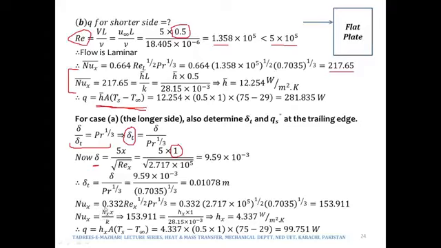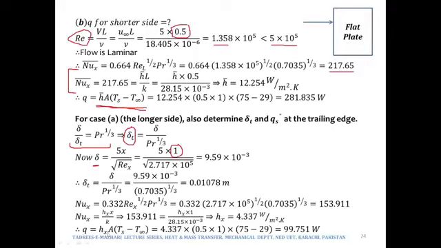Since we need to find out h_x using the expression of Nusselt number, the Nusselt number would also be local, and therefore we need to calculate a local expression of Nusselt number. So Nusselt number at any x would be 0.332 Reynolds half Prandtl 1/3 for laminar flow over a flat plate. By putting in the values, we get the Nusselt number as 153.9, and by putting the values in this expression, h times x over k, we get the local convective coefficient as 4.337 watts per meter square Kelvin.